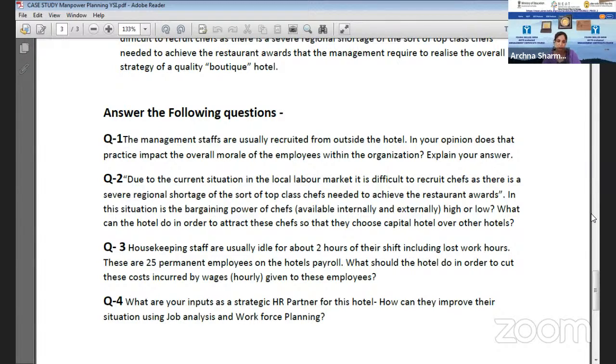All right, very good. Very well done. So let's go to the second question. Due to the current situation of the local labor market, it is difficult to recruit chefs. So now it's a problem of the top chefs. What are you going to do about it?